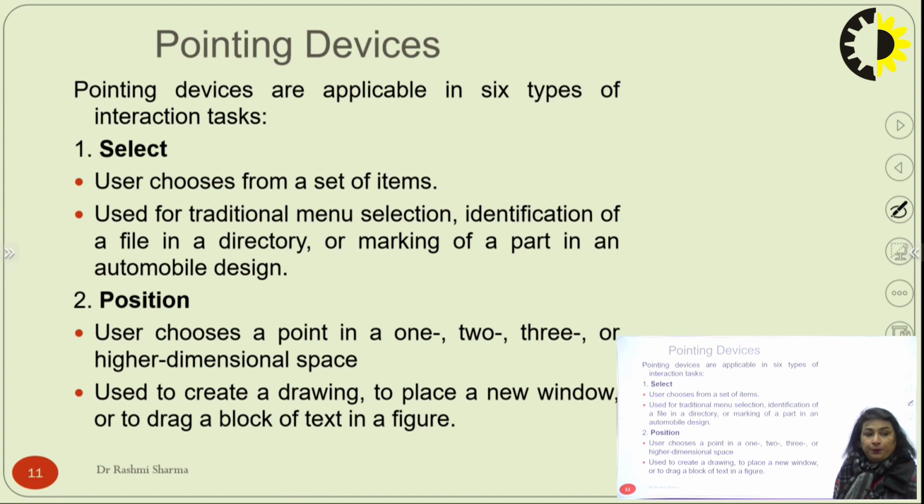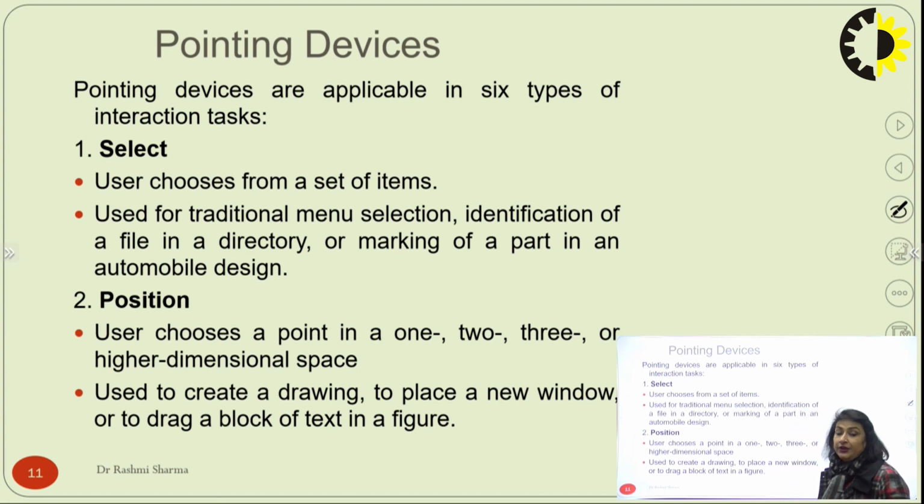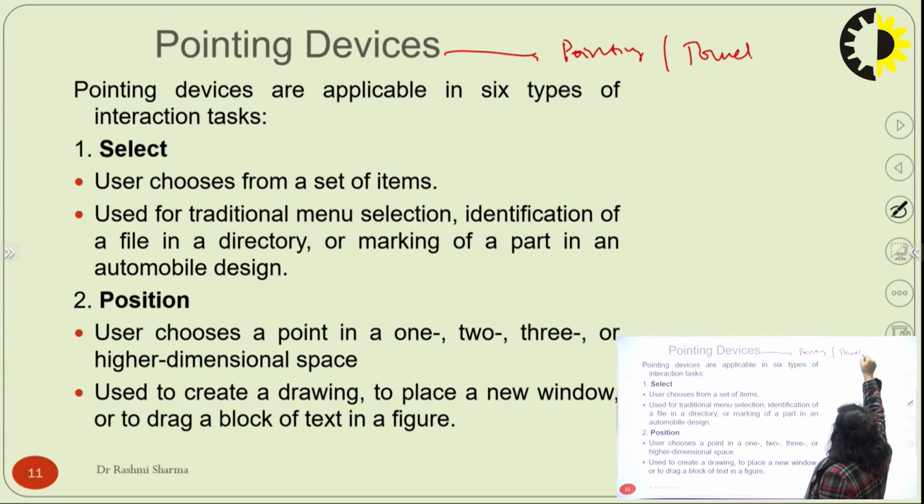Then come the different pointing devices. Obviously, you might have seen a number of pointing devices. But first, we have to see what are the different things which we can do with those particular pointing devices. The first pointing device is the pen which I am using, the touch screen pen.